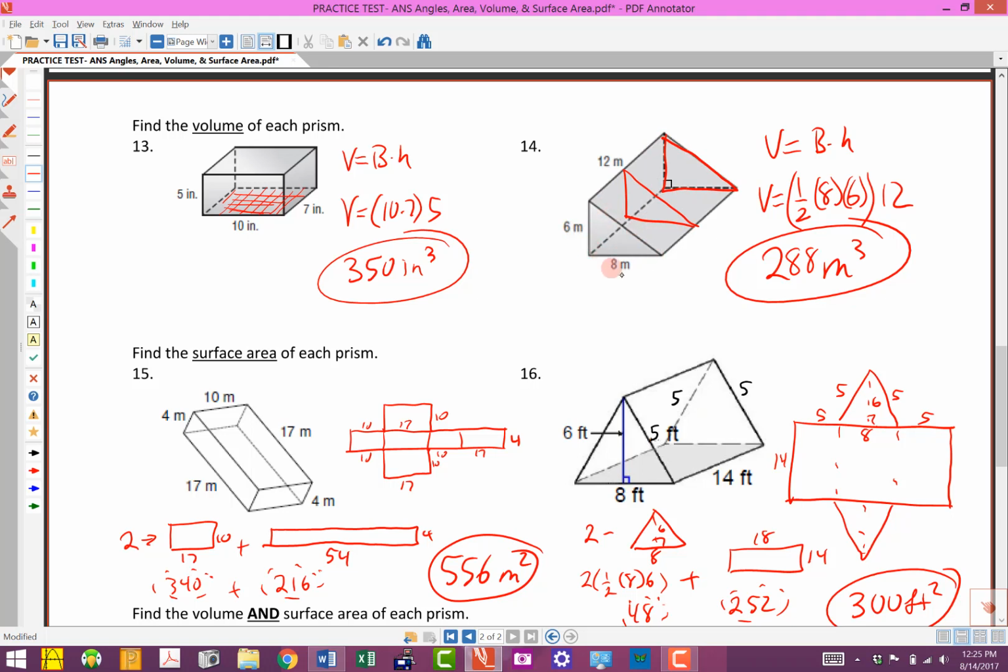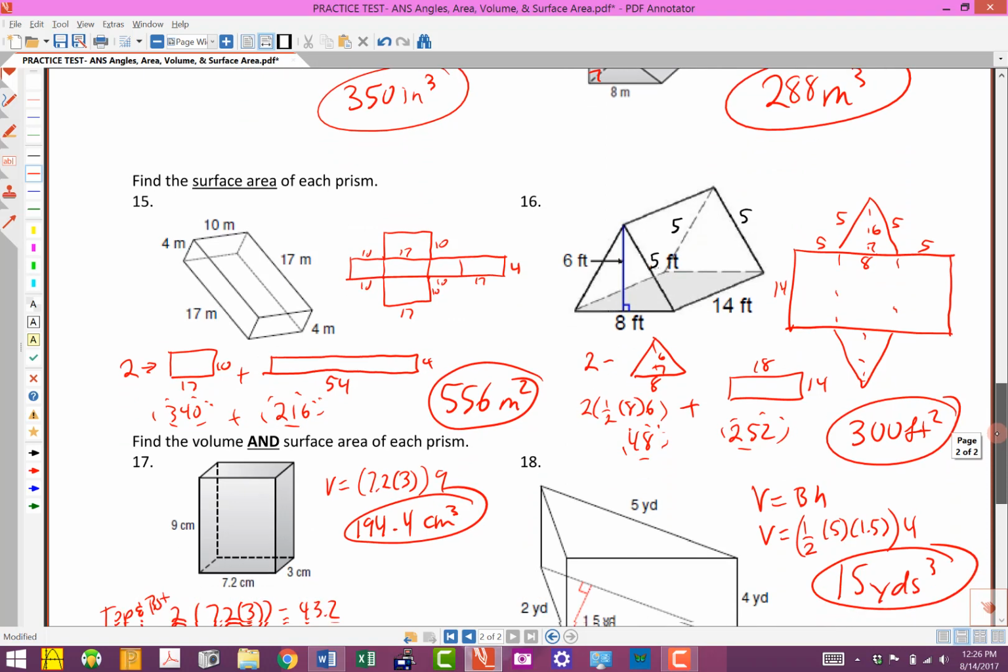Now you'll notice that they put the measurements over here, but they put an important piece over here. That is a right angle. So we have a base and a height right there. So the area of that triangle is 1/2 the base times the height. So that's going to be 1/2 of 8 times 6. And then we multiply how tall it is, or how long it is. That would be this 12 right here. When we multiply those together, we get 288 cubic meters.